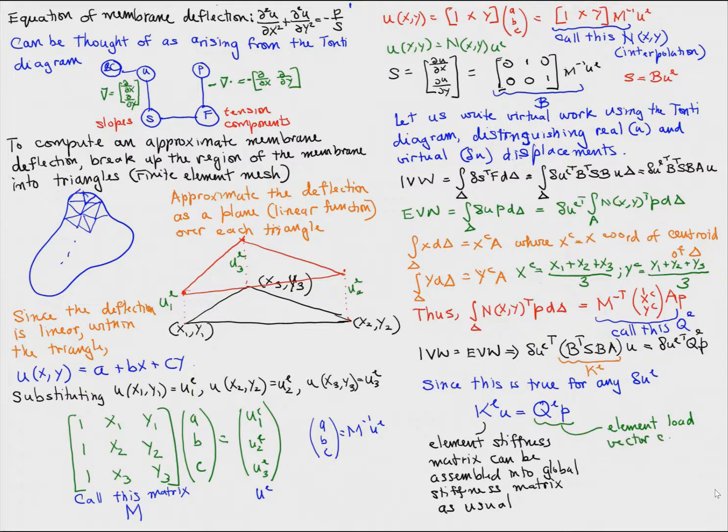And the element load vector can be assembled into the global load vector, just as we assembled the thermal loads in assignment number 1. So simple FEA can be modified in a relatively straightforward way to solve the membrane deflection problem, and hence the torsional constant problem.